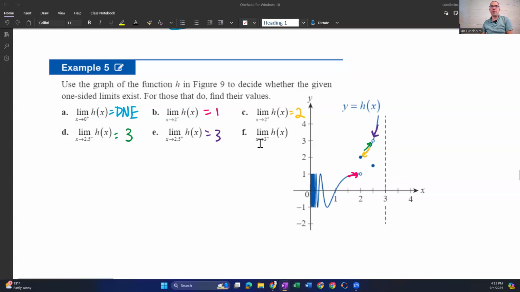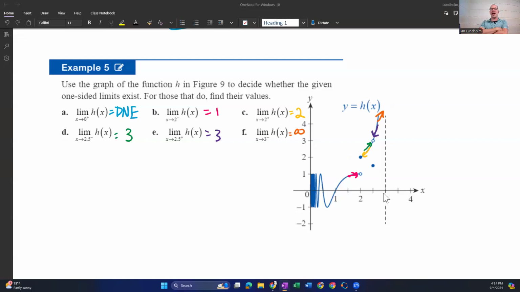And for this one, we're approaching 3 from the left. So in our x values, we're getting closer and closer to this vertical asymptote. Let's use orange. Orange going off to infinity. We would write infinity, know that this technically doesn't exist because we're not approaching a specific y value.